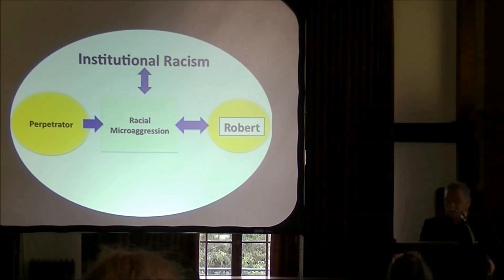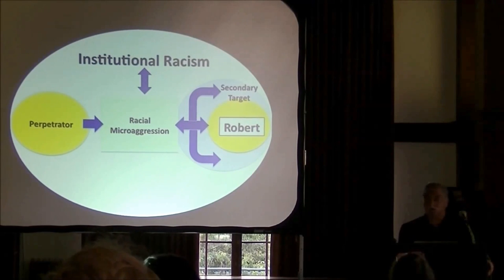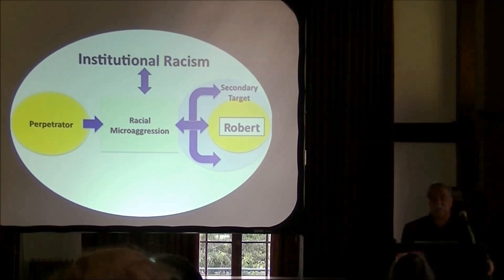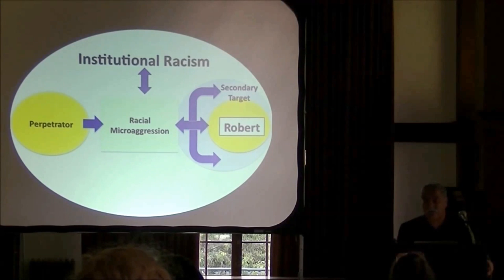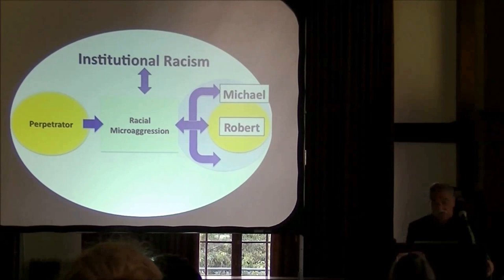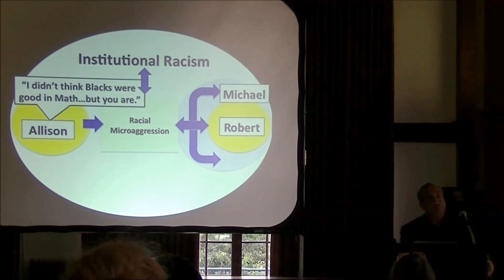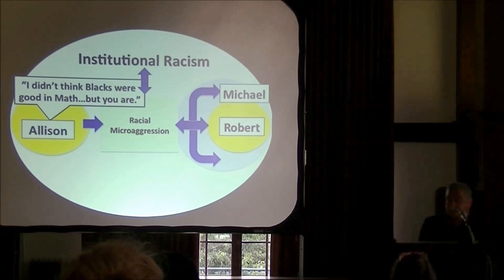But you can also have, and we'll call that person for now Robert, you can also have a secondary target, someone who these microaggressions are not directed towards, but who is present, hears them, sees them, and could be impacted by them. We call them secondary targets. We'll call him Michael. Allison is the perpetrator for now. And this is the comment she makes, taking some of the data that we've collected over the last 21 years in our research on racial microaggressions. So she said, "I didn't think blacks were good in math, but you are."